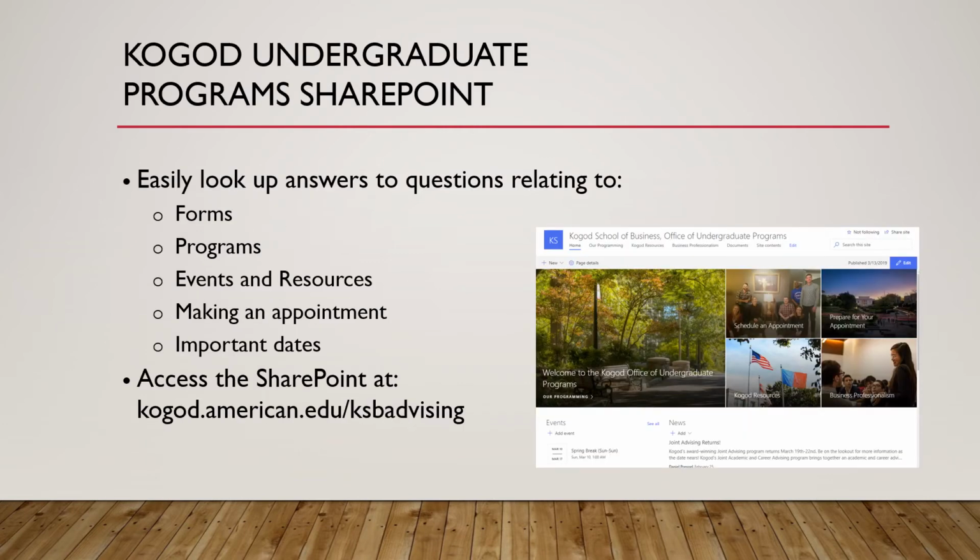I also want to tell you about our Kogod Undergraduate Programs SharePoint site. This is basically a website where you can find a bunch of really helpful information, such as copies of our forms, various programs that run out of our office, upcoming events and campus resources, how to make an appointment with an academic advisor, and important university dates. You can access our SharePoint website by going to kogod.american.edu/ksbadvising.